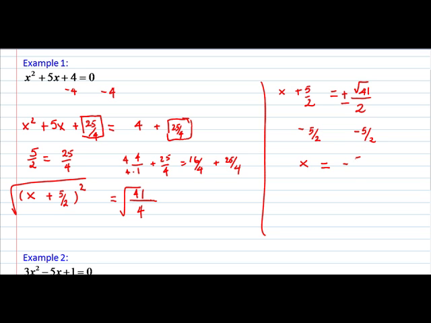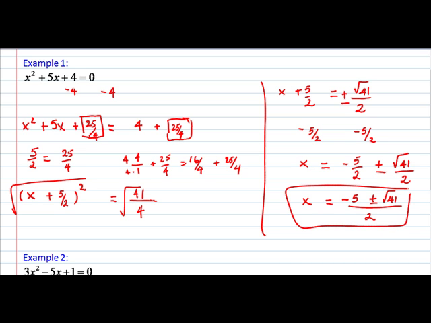So I have minus 5/2 plus or minus the square root of 41 over 2. By standard, we always put this number in the front and this number second. So you can simplify this more by writing negative 5 plus or minus the square root of 41, all over 2. So these are my answers.